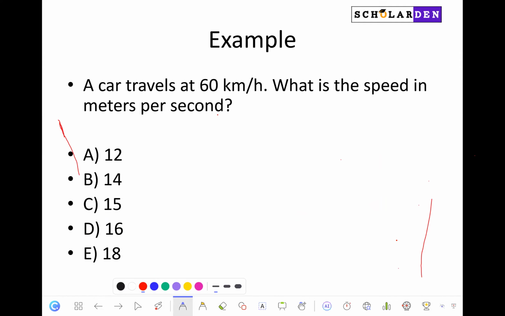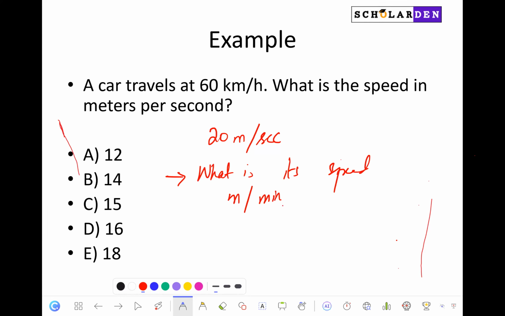So for example, let's say I'm just going to change this question a bit. If I have a car moving at, let's say, 20 meters per second, and the question asks, what is its speed in meters per minute? Now what is essentially being asked of you is to convert this unit into a different unit. The distance unit is not changing. We're supposed to provide the answer in meters per minute. And how are we going to do that?